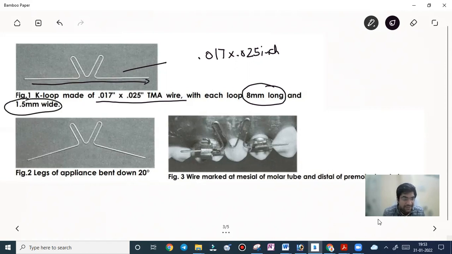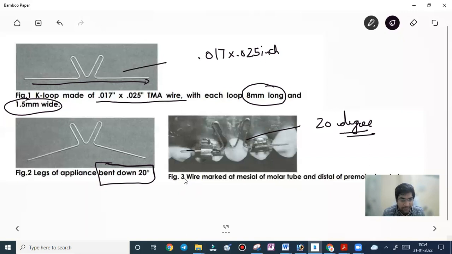The legs of this appliance are at 20 degrees. That is the point that you have to remember for your exam, that the legs of the K are bent down at 20 degrees and they are inserted into the molar tubes and the premolar bracket. The wire is marked at the mesial of the molar tube and the distal of the premolar bracket.